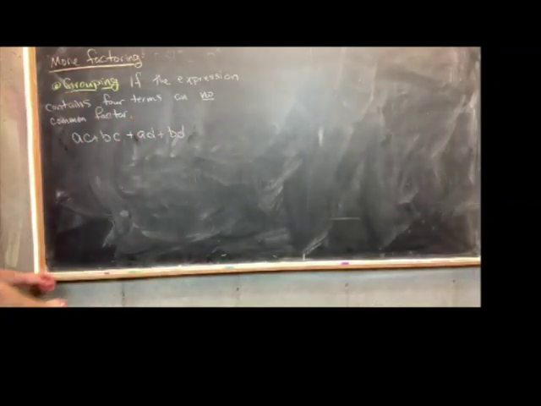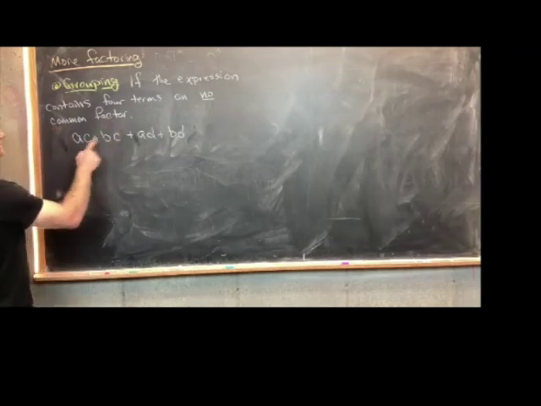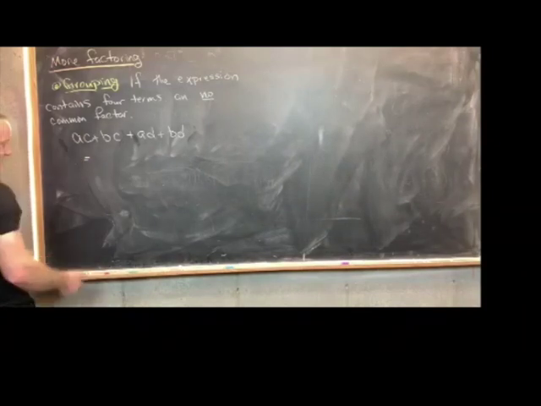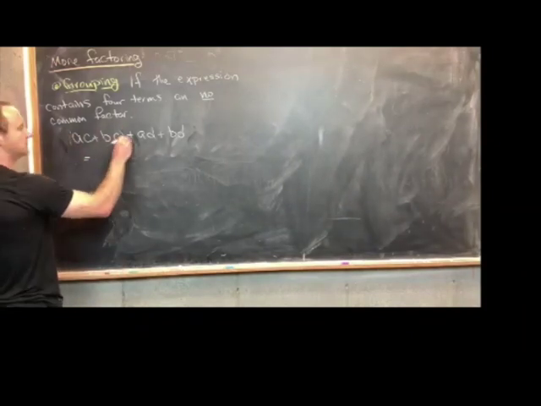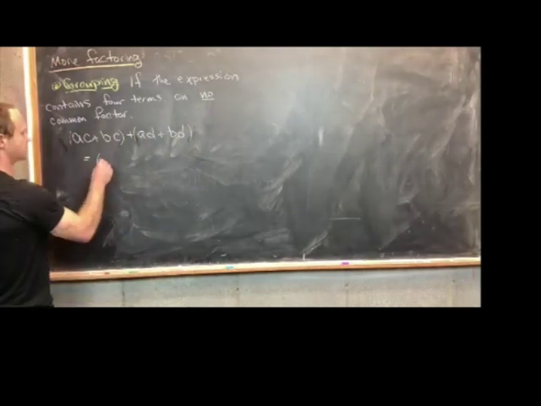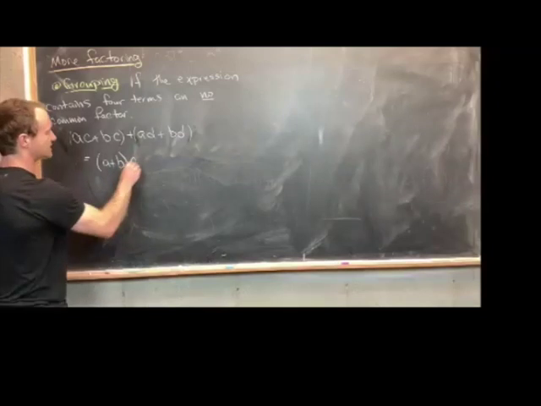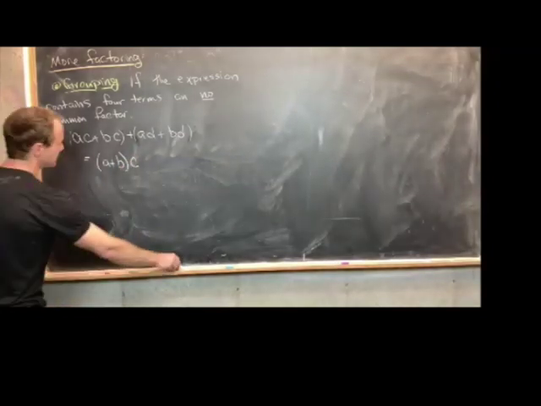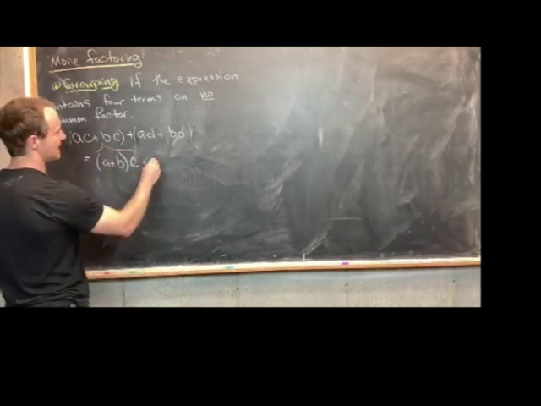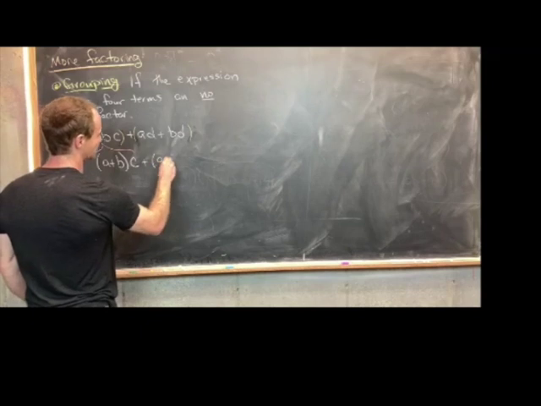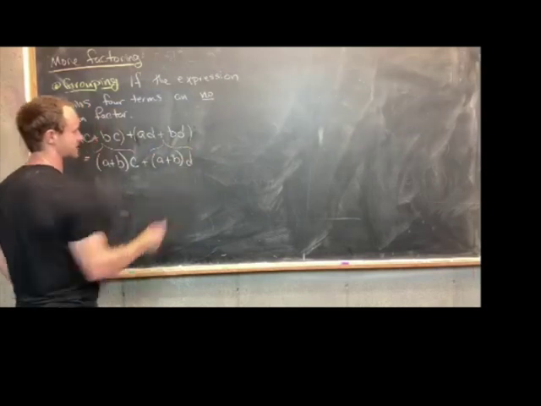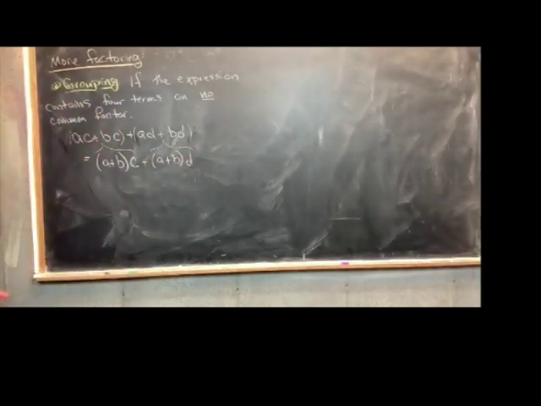Notice the common factor of the first 2 terms is C. The common factor of the second 2 terms is D. So that means we can think about grouping the first 2 and the second 2 and then factoring out. This will give us A plus B times C. And then we can do something like that here too. So we'll have A plus B times D. That's what we get from factoring out this second bit.